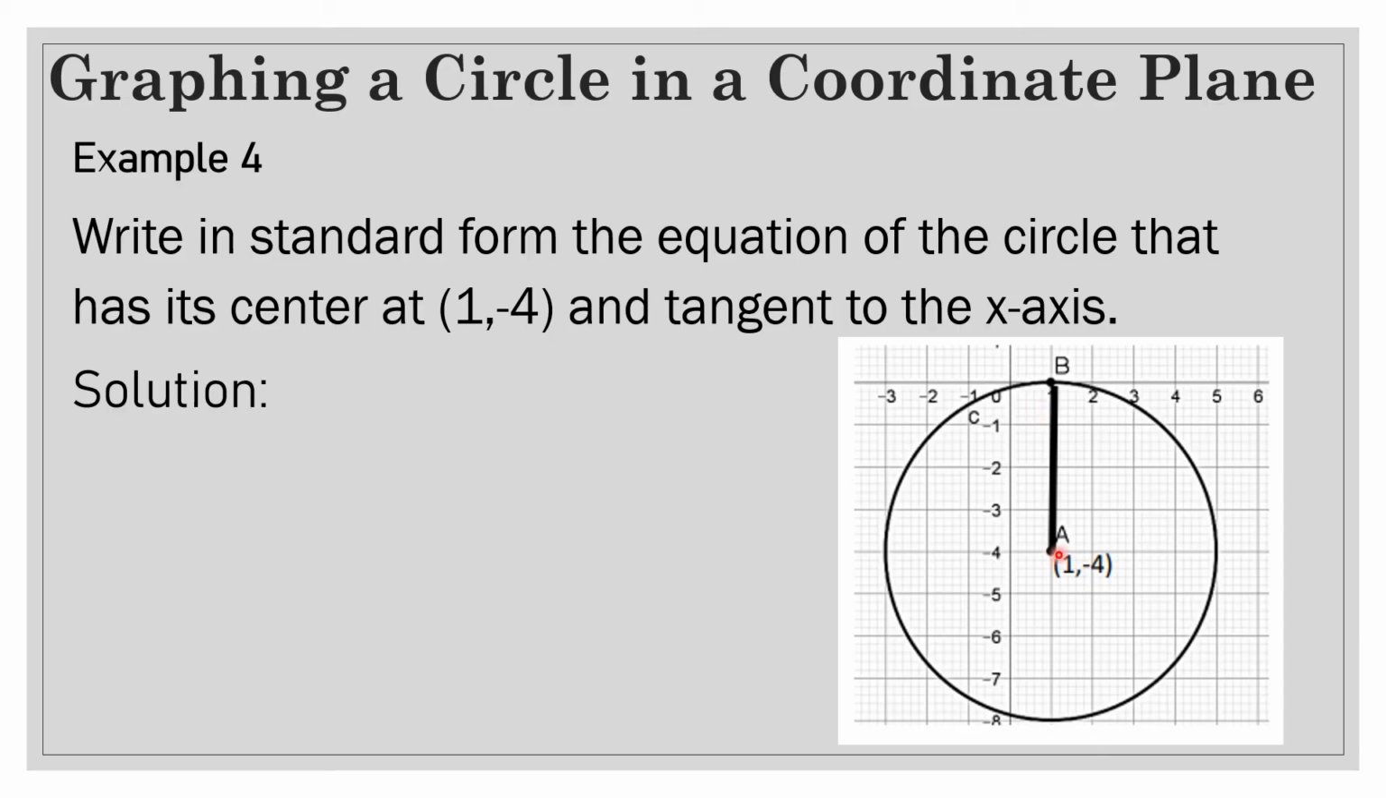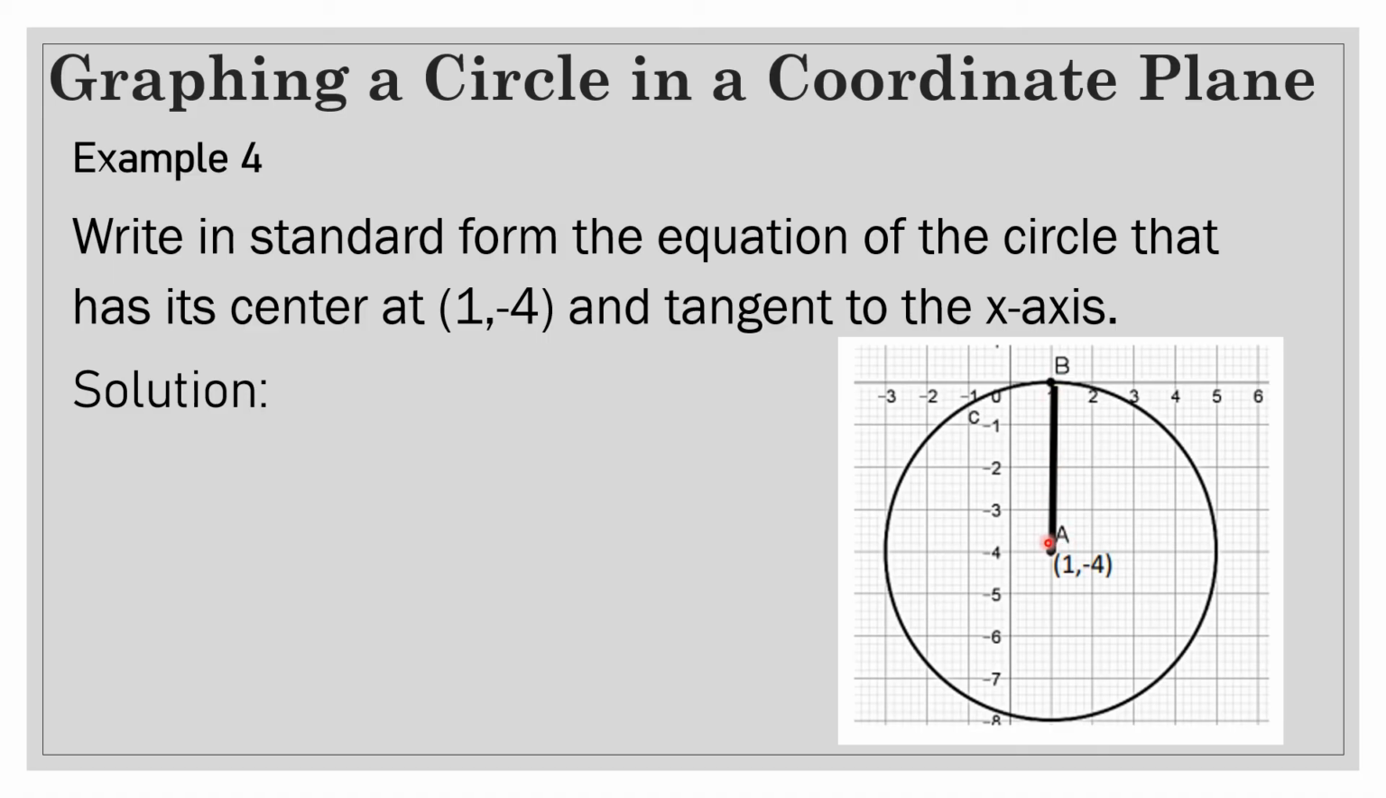Kumbaga, parang from the center, maglalagay ka lang ng point kung saan magta-touch siya dun sa ating x-axis. Ito yung x-axis natin. So, from that point, yan na yung magdedetermine ng radius mo. From the center going to this point on the x-axis. So, pagka okay na, pwede ka na mag-drawing ng circle. Yan na po yung ating circle. Yan, naka-drawing na siya.